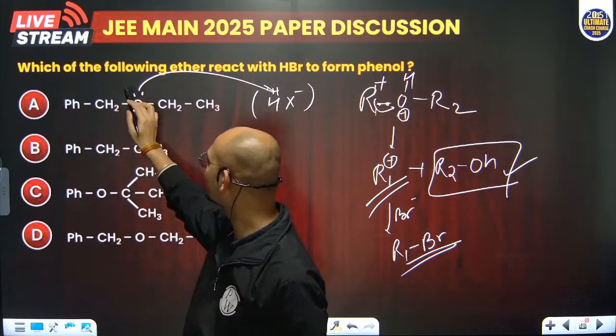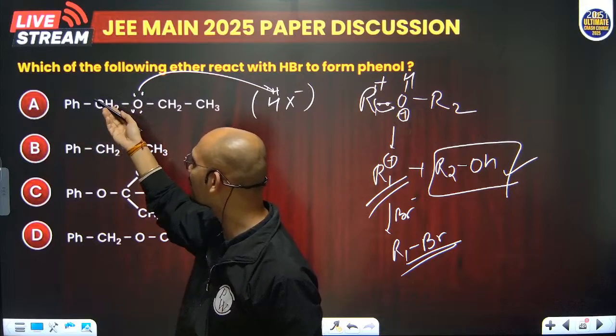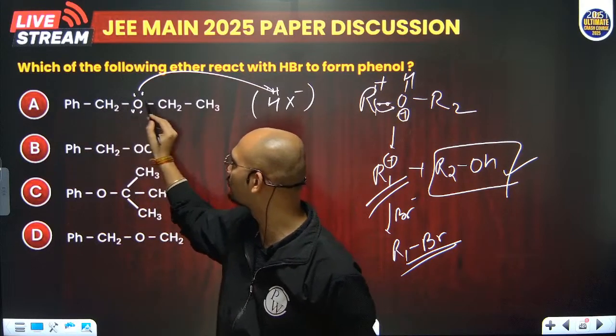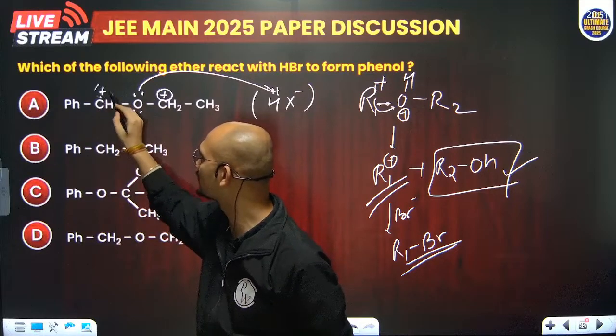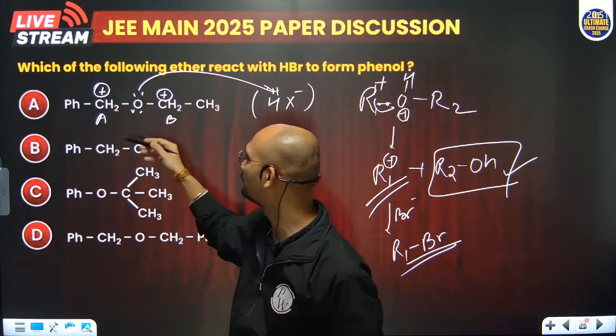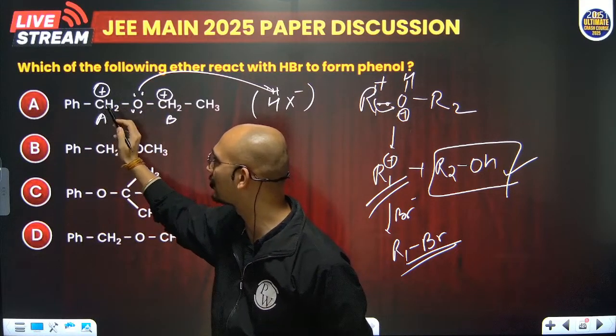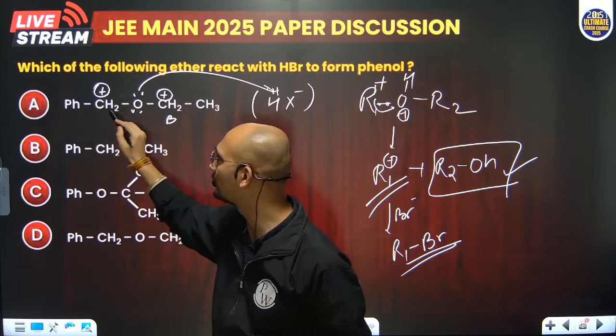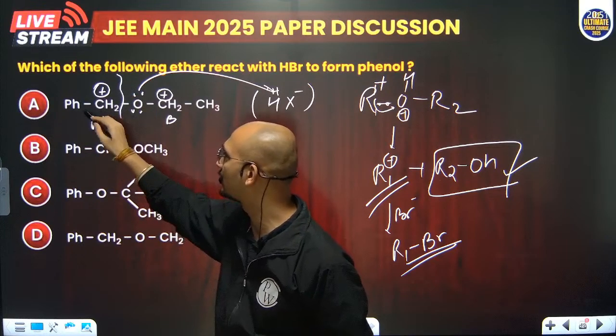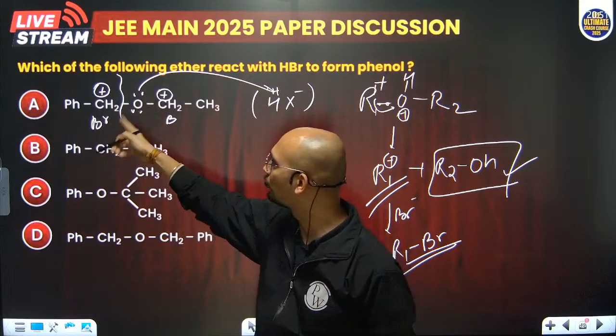So first of all, we can see where the more stable carbocation is being formed. If it is A or B, which position is more stable? For sure, anybody can say that it is the benzylic position. This will be more stable. So यहाँ पे क्या बन जाएगा? PhCH2Br, so benzyl bromide.